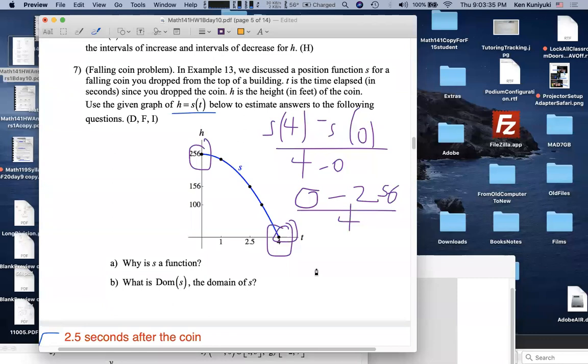Is that 64? -64. Careful, watch the sign. -64. Okay, because decreasing slope. Negative slope. It's decreasing negative slope. So that's -64. Unit of height is what? Feet. Unit of time, t, is seconds. Feet per second.